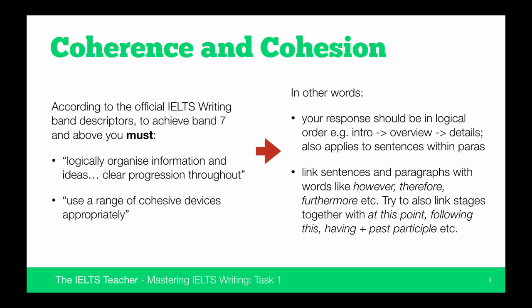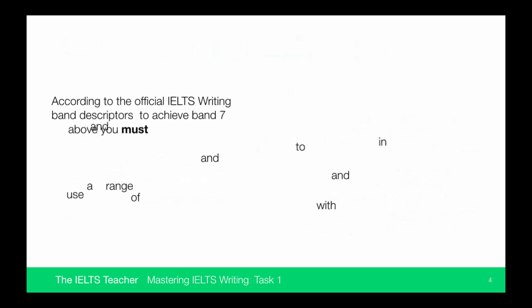Now, one way we can improve the progression between sentences within paragraphs is to link these sentences and paragraphs together with words like however, therefore, furthermore, and also to link stages together with expressions like at this point, following this, or having plus the past participle, etc. This is how we can make our response a little bit more cohesive and coherent.